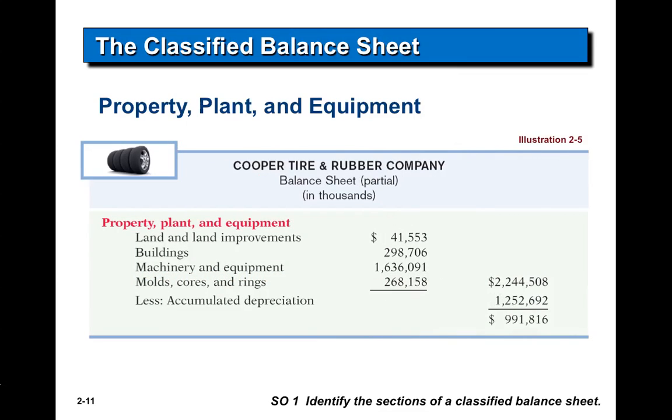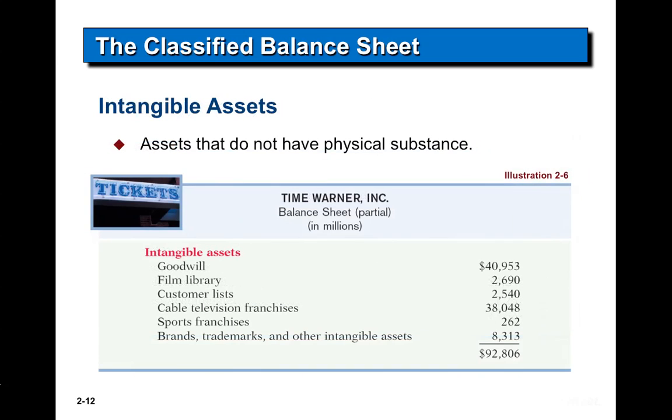Here's an example of Cooper Tire's balance sheet with the property, plant, and equipment. Intangible assets are assets that do not have physical substance, yet often are very valuable. One common intangible is goodwill. Others include patents, copyrights, and trademarks or trade names that give the company exclusive right of use for a specific period of time. This is an example of Time Warner's intangible assets.